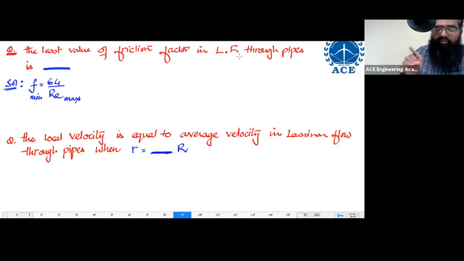If anyone is referring, please don't take that value, because you are writing examinations in India. As long as you're referring to Indian books, you're going to get the answer for examinations in India. So it is going to be 2000. So this is equal to 64 divided by 2000. You are supposed to get 0.032 as the answer. This is the least value of friction factor in laminar flow through pipes. I hope all of you are getting this value.